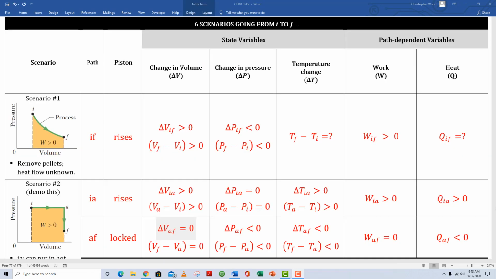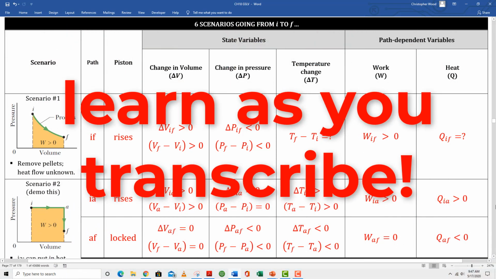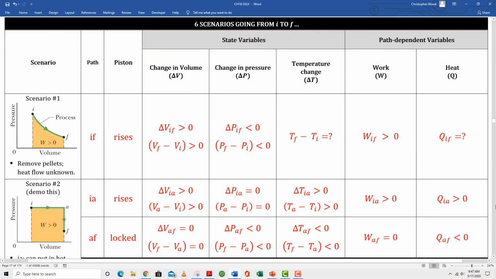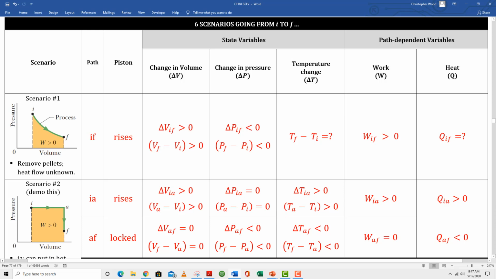Okay, 6 scenarios going from some initial state to some final state. I'm going to go over scenario 1 in detail and leave the rest to you. Remember, learn as you transcribe. Okay, scenario 1. My system, or working substance in this case, is starting off with some initial pressure, volume, and temperature. The piston rises, so I have a decrease in pressure and an increase in volume, as shown in this path going from state I to state F.